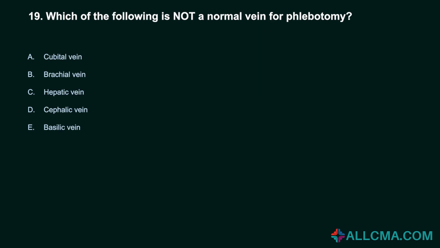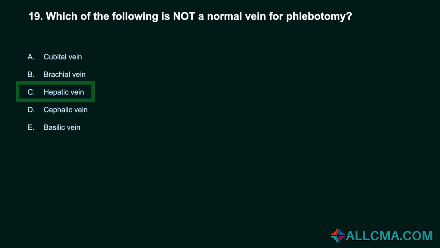19. Which of the following is not a normal vein for phlebotomy? A. Cubital vein, B. Brachial vein, C. Hepatic vein, D. Cephalic vein, E. Basilic vein. Correct answer, C.